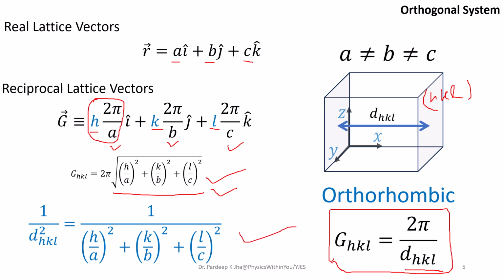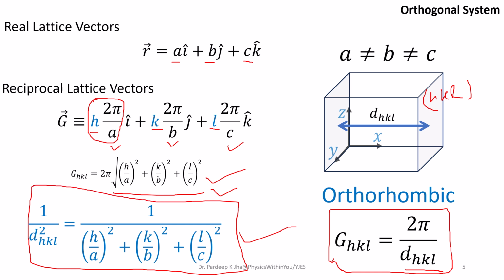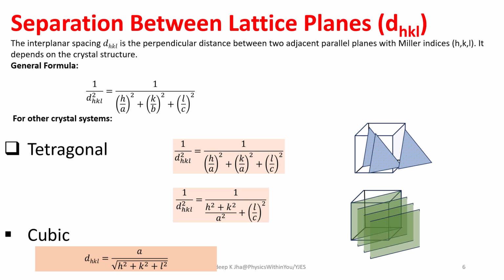So this is the general relation for the lattice spacing. When you say lattice spacing, that means 1 upon d square HKL equals h upon a whole square plus k upon b whole square plus l upon c whole square. So you know the formula for the spacing. Once you know the formula for the lattice spacing, we know how to define the interplanar spacing, and now we have the general formula for the d spacing in the orthorhombic case.